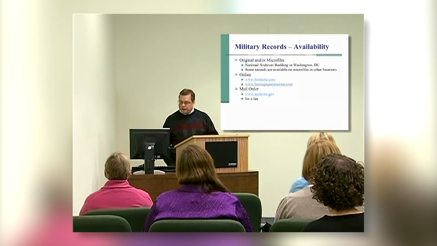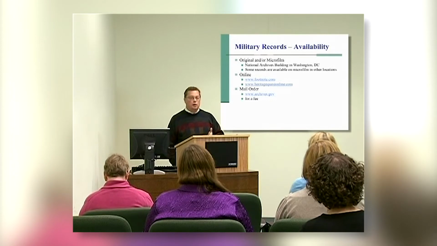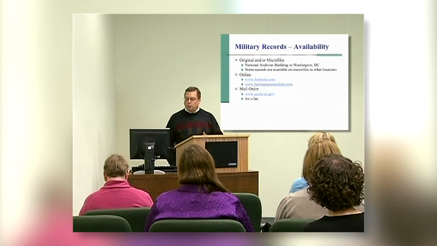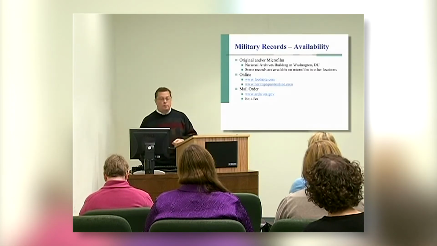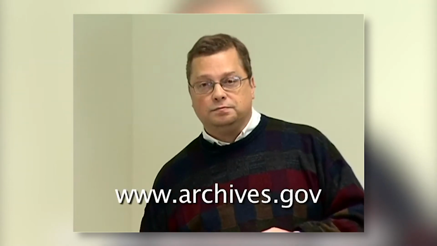So again, regarding availability of records, the majority of pension records are only available in textual form, with the exception of the Revolutionary War pension files. Those are available both on microfilm and online through Ancestry and also Footnote. And you can also find other records on Heritage Quest. Or if you want to request a traditional search of the records, you can use a mail-in form that's also available on the National Archives website at www.archives.gov.